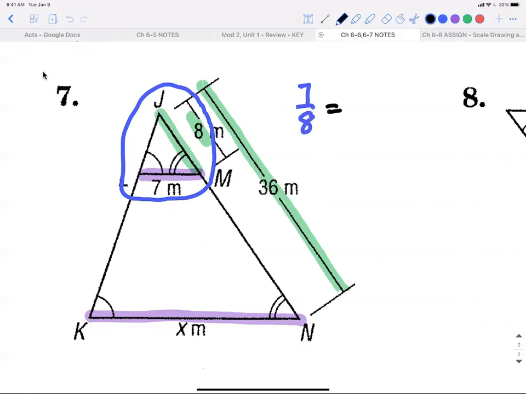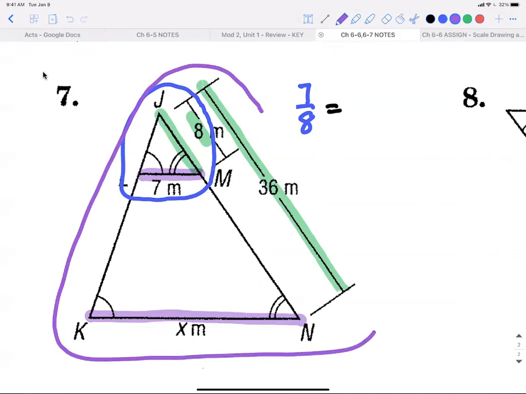And then my other triangle is the really big one, which is this whole thing right here. So I'm going to set it up over itself. What am I going to put on top and bottom? x on the top, 36. And what that means is the bottom of my little and the bottom of my big are both across the top, and the side of my little and the side of my big are both across the bottom.